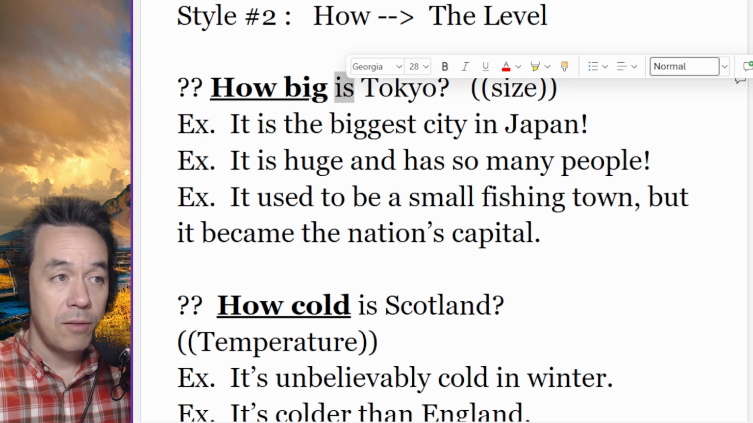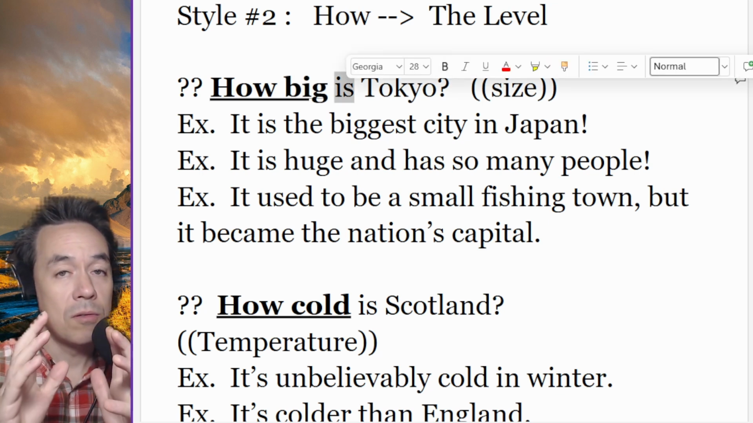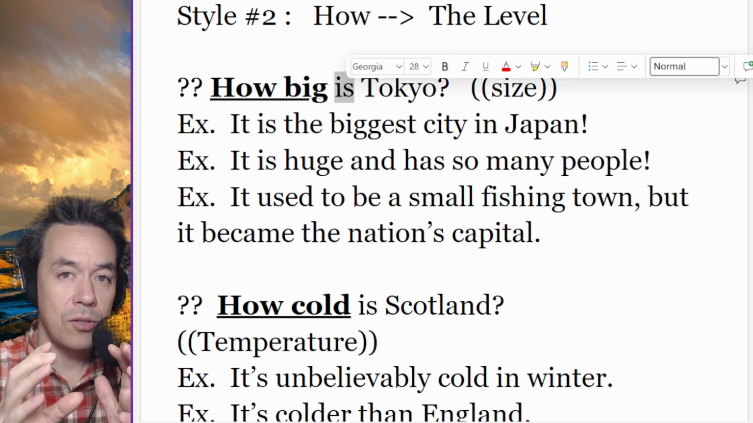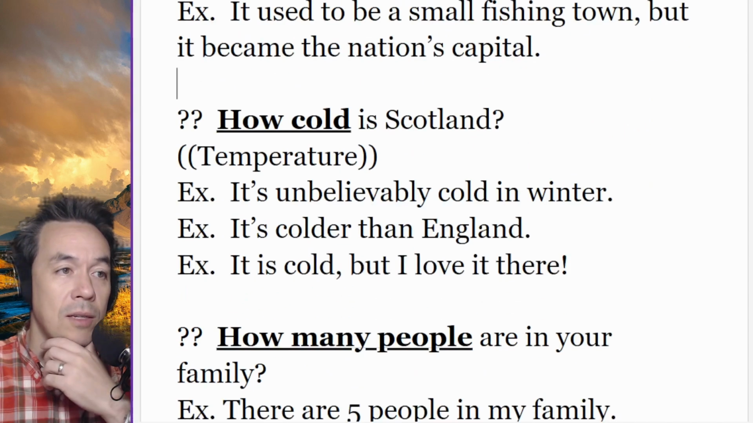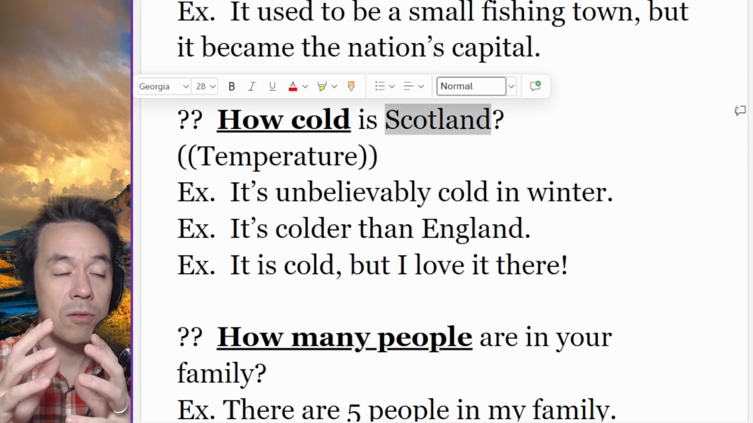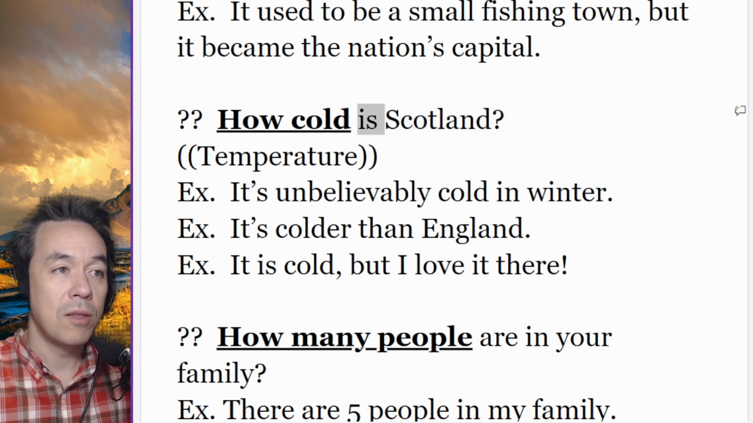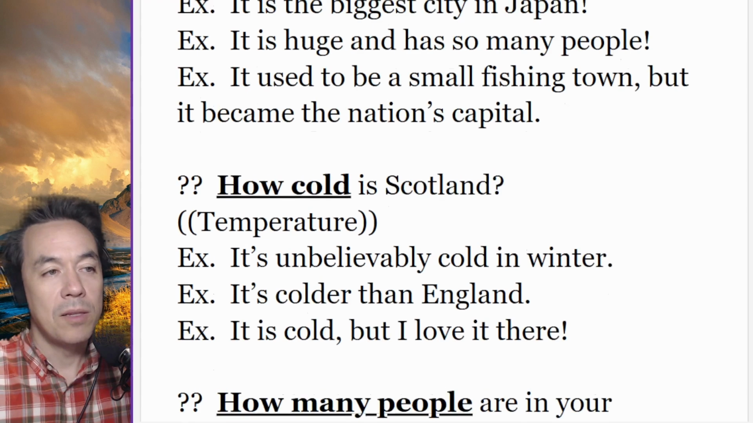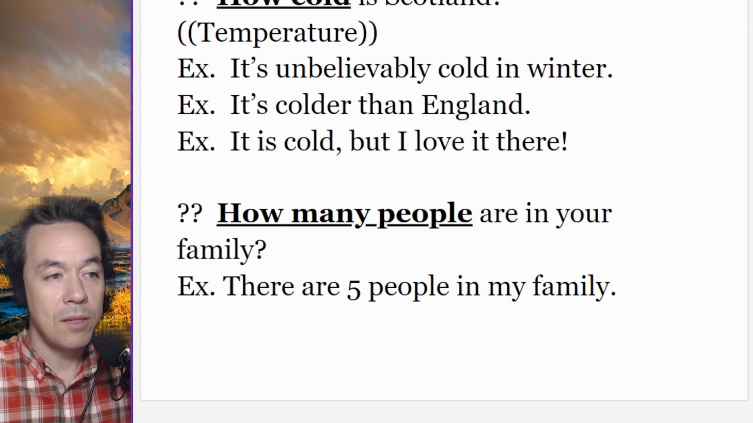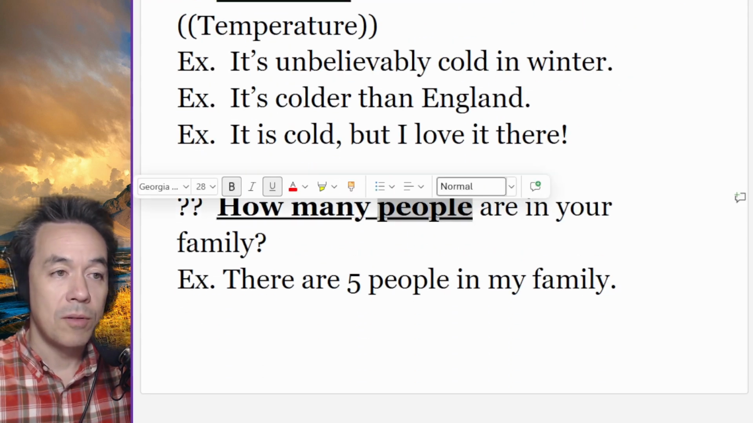So you have "is," meaning Tokyo's size equals what? Or Scotland's temperature equals what? These are all using the verb "to be." In this case, they're all third person, "is." Or in this case, it's plural, so "people are."